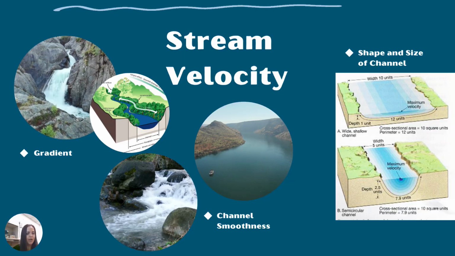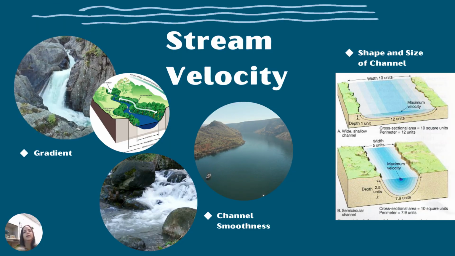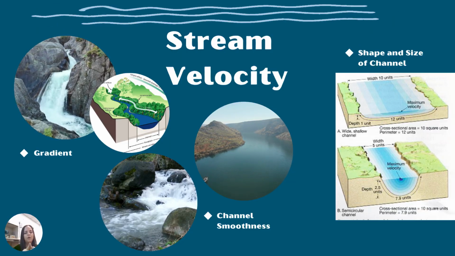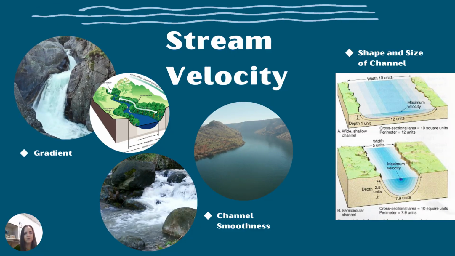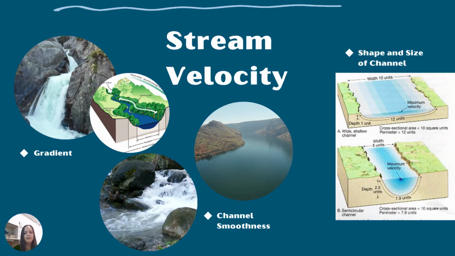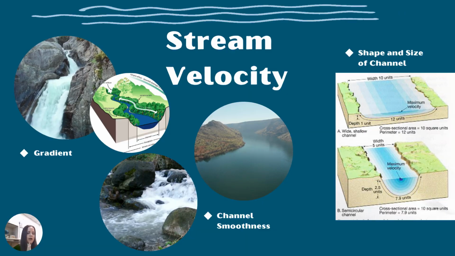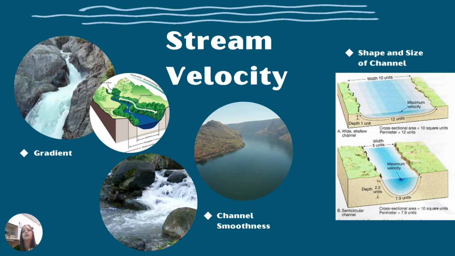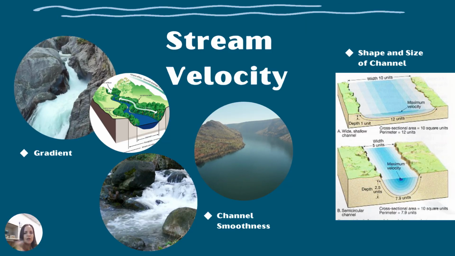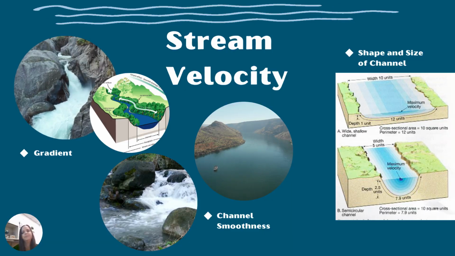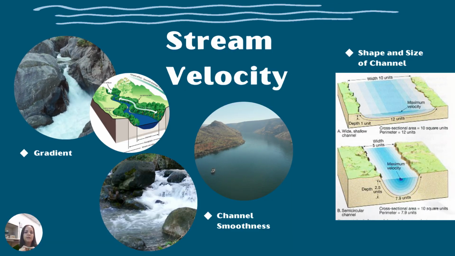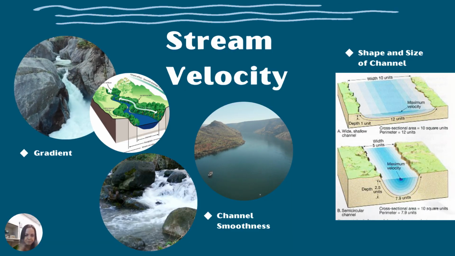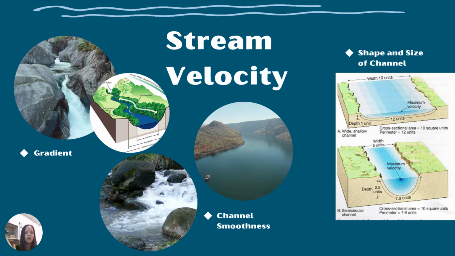If the channel is really wide, the water is going to go out horizontally first before it flows downstream. If it's narrow, there's not extra space for the water to go. It's just going to go straight down. The maximum velocity of a stream is always the center point, and that maximum velocity becomes greater if there is a smaller, narrower channel.